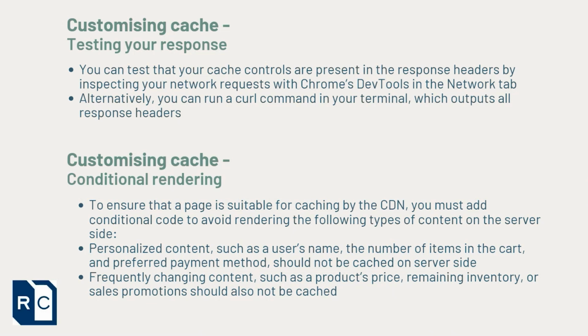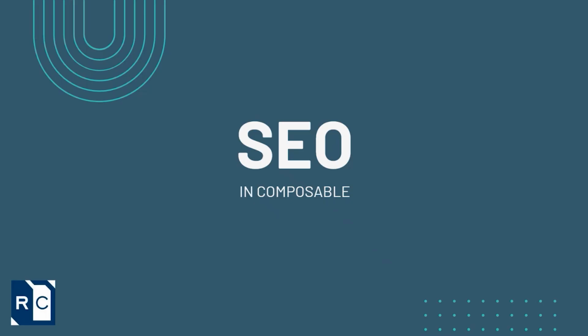Obviously, on the server side, you do need to be careful about the type of information that you're caching. You don't want to cache any personal information that would be specific to a user, like their name, the number of items that they have in their cart, their address, or the payment methods that they've selected as preferred payment methods. And you also don't want to cache any information that is frequently changing. So you don't want to cache promotions or inventory data. All of that stuff will not be cached on the server side, so you will have to implement some conditional rendering to ensure that those are not cached.